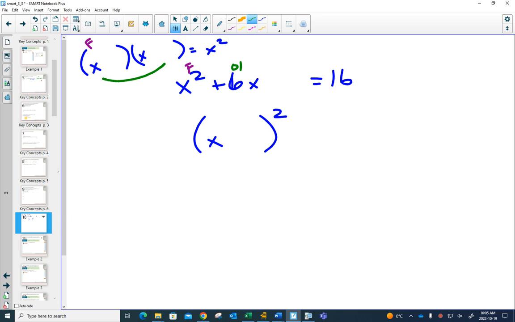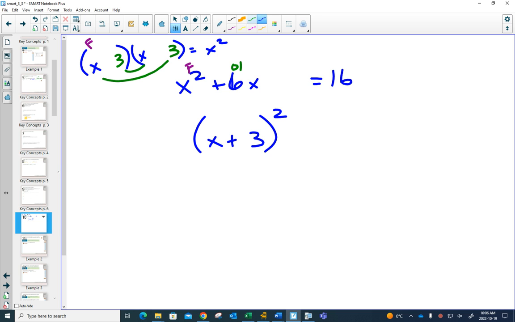So what we've got to think about is that outside and inside have to make 6. And they have to be the same number because we want something squared. Any ideas? What number would I have to put here and here so that when I add these together they equal 6? It'd have to be 3. Okay? Now, I'm going to put a 3 there, which means this is very close to x plus 3 squared.